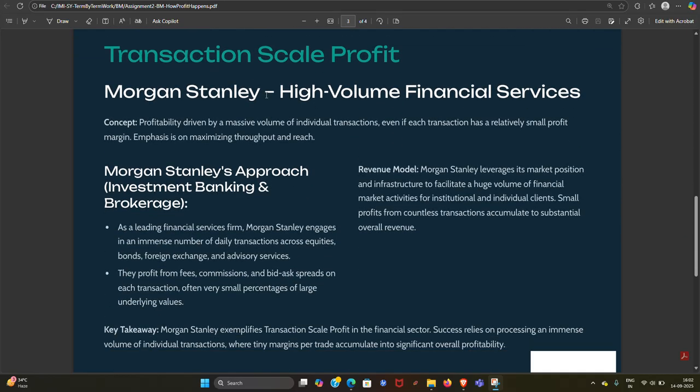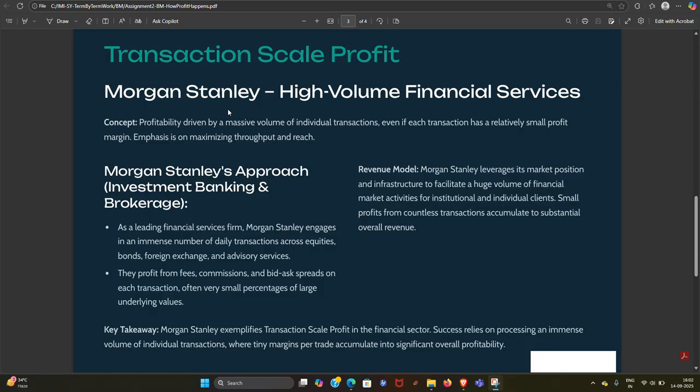Now we go to topic number two, which is transaction scale profit. So Morgan Stanley, an example from the PDF, high volume financial services. The concept is that profitability is driven by a massive volume of individual transactions, even if each transaction has a relatively small profit margin, with the emphasis on maximizing their reach and throughput.